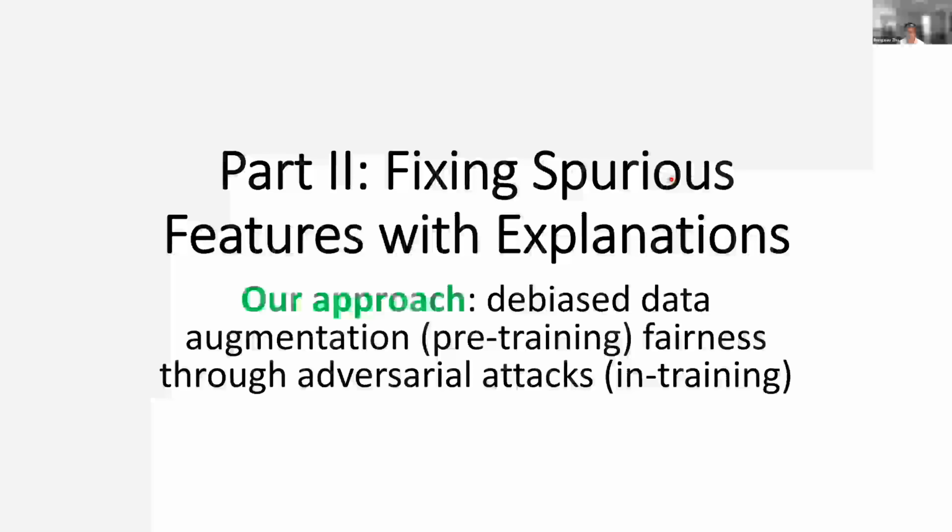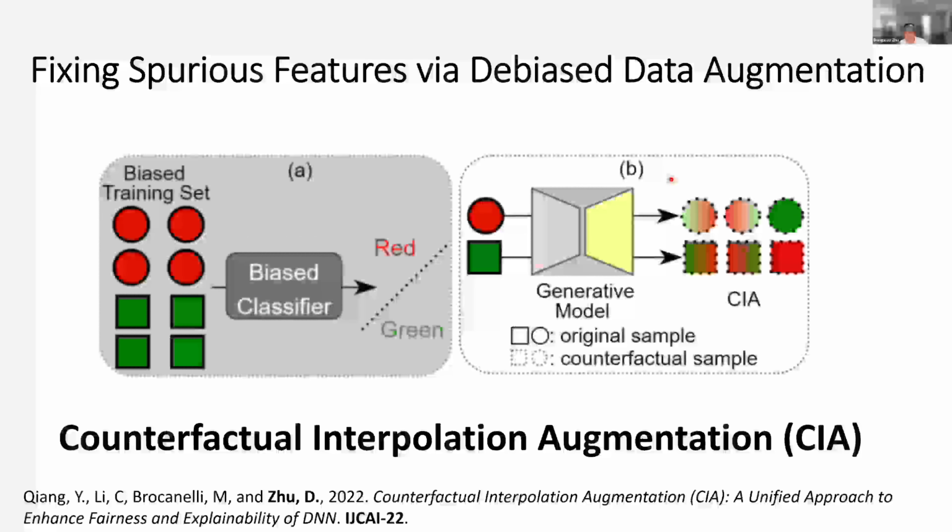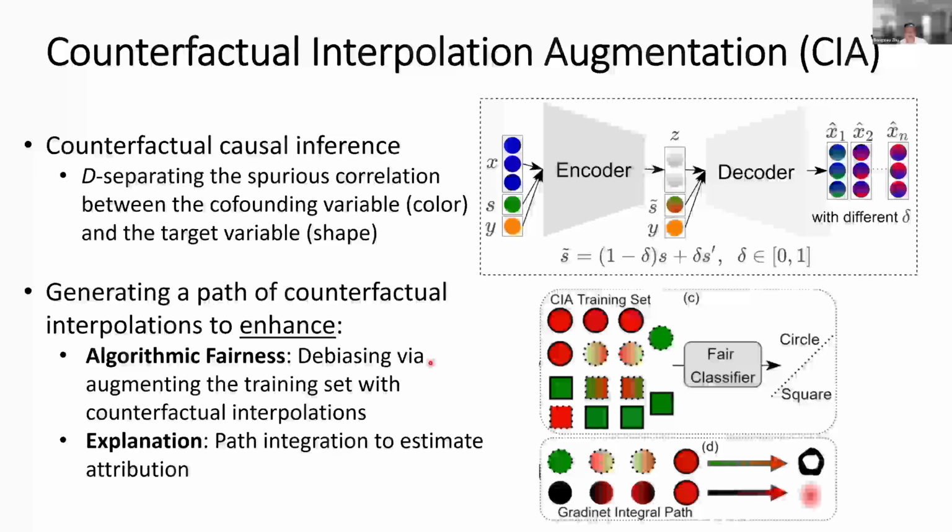We have two approaches. One is data augmentation, another is adversarial attack. Data augmentation I already mentioned. We try to decouple the spurious correlation, in this case between the color and the shape. That means not all the circles are red, and not all the squares are green. So we have the generative model generate additional synthetic circles with different colors and synthetic squares with different colors. This is the publication at EGKI. This is some technical detail.